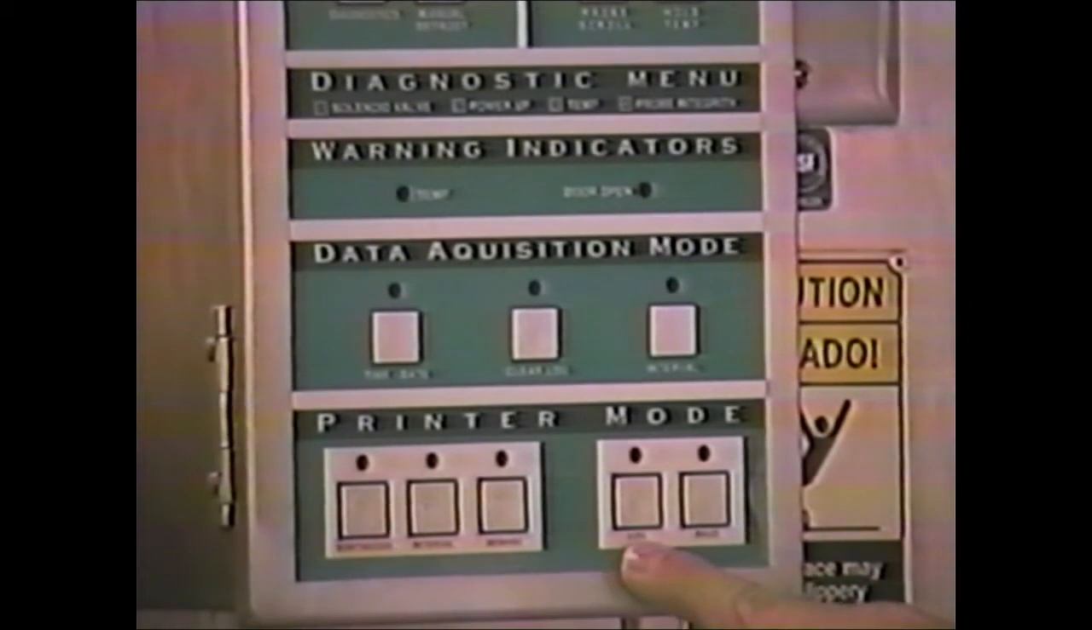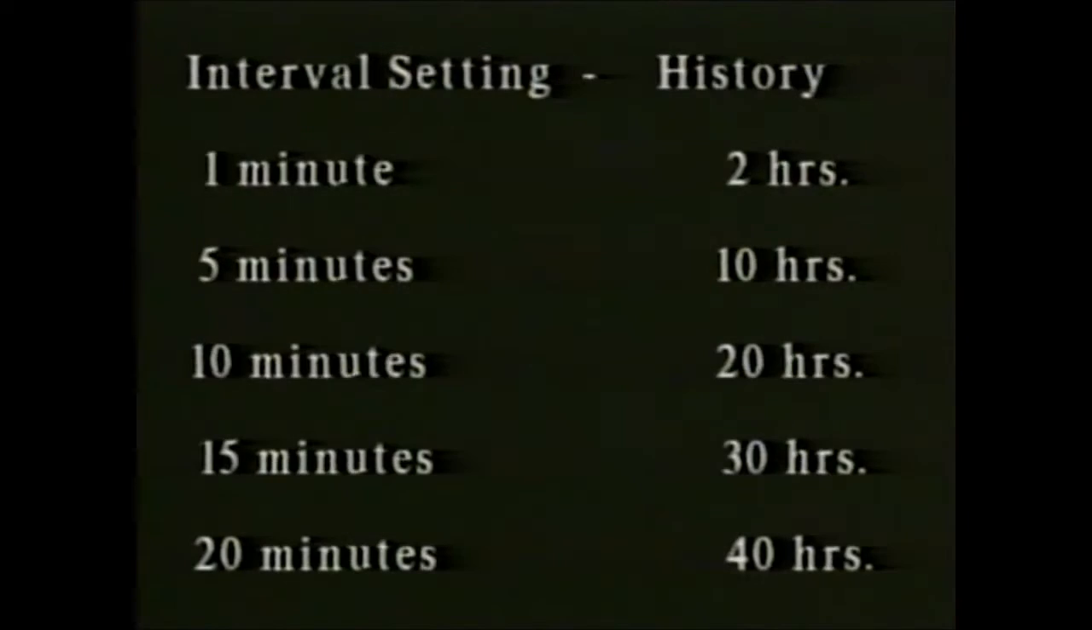The log key instructs the control panel to print out the temperature history stored in memory. The amount of data stored in memory depends upon the interval setting. Examples are as follows.